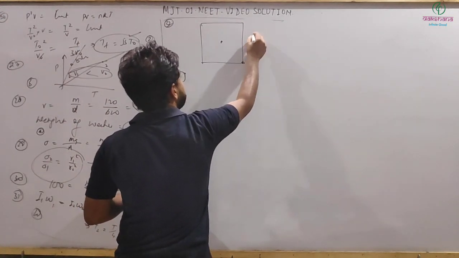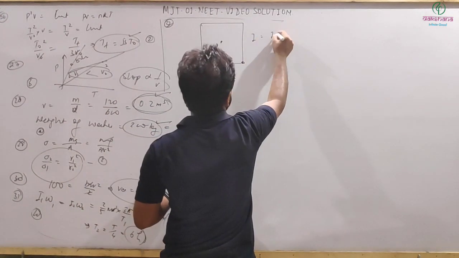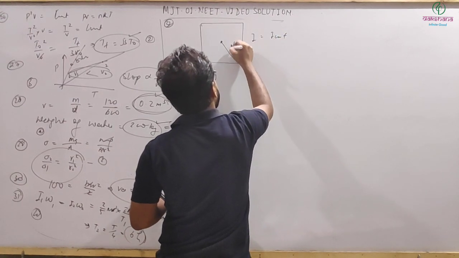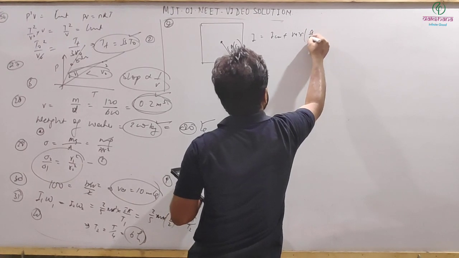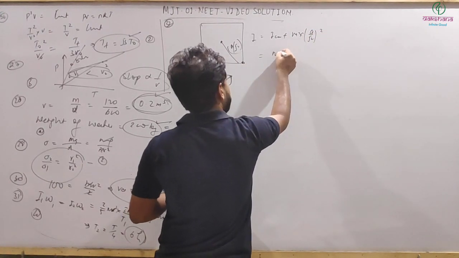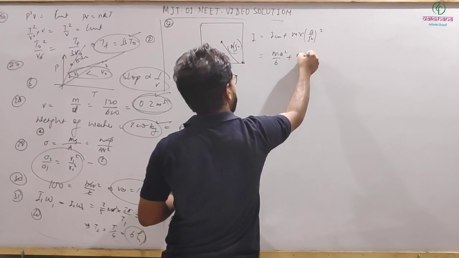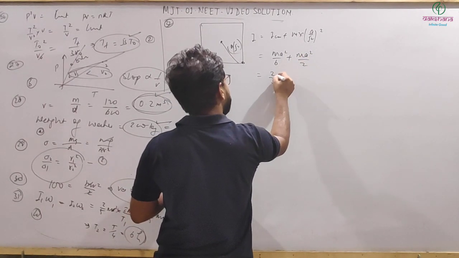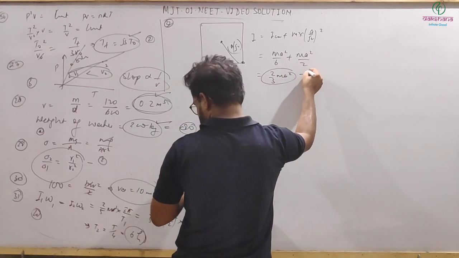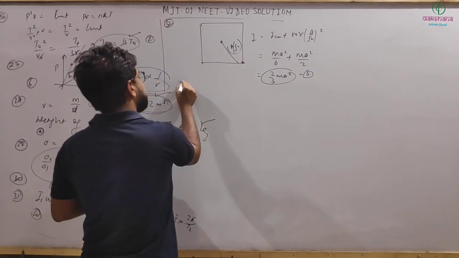So about this, it's ICM. I about this is equal to ICM plus m into A by root 2 whole square. ICM is m A square by 6 plus m A square by 6. Substituting and solving, it comes out to be 2 by 3 m A square, matching with option number 3. Next, question number 33.